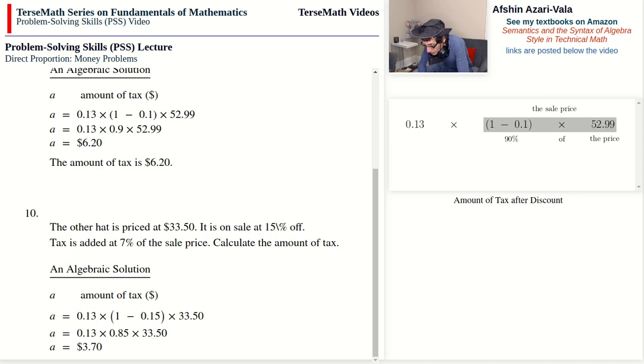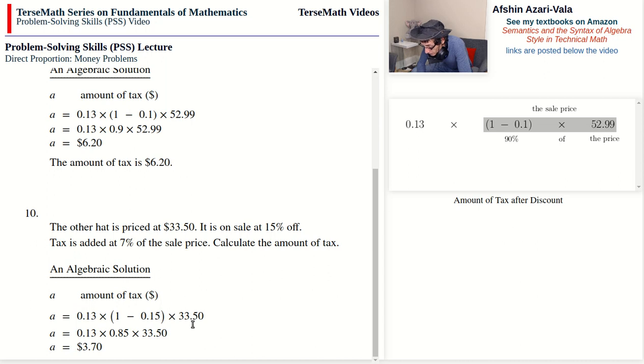So now, if you don't mind, we'll just quickly go through this solution one more time because we had some corrections. So we had the other hat is priced at $33.50. It is on sale at 15% off. Tax is added at 7% of the sale price. Calculate the amount of tax. A is the amount of tax in dollars.